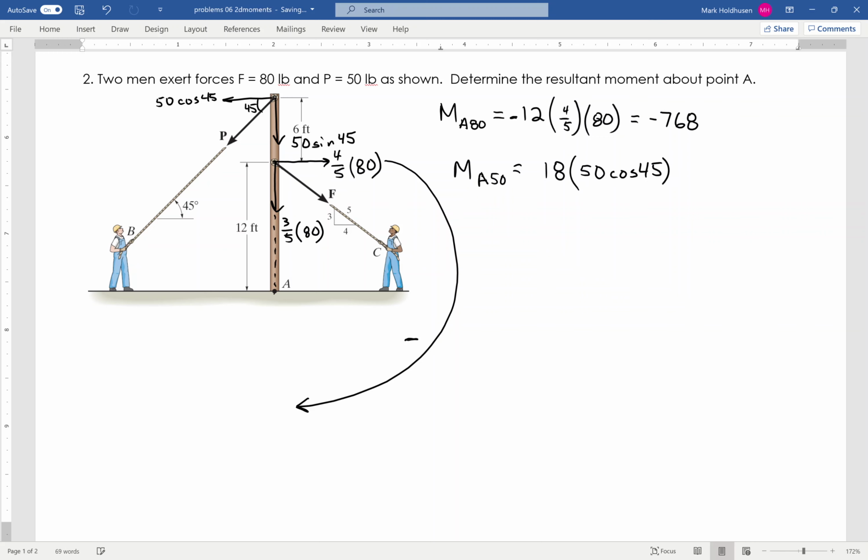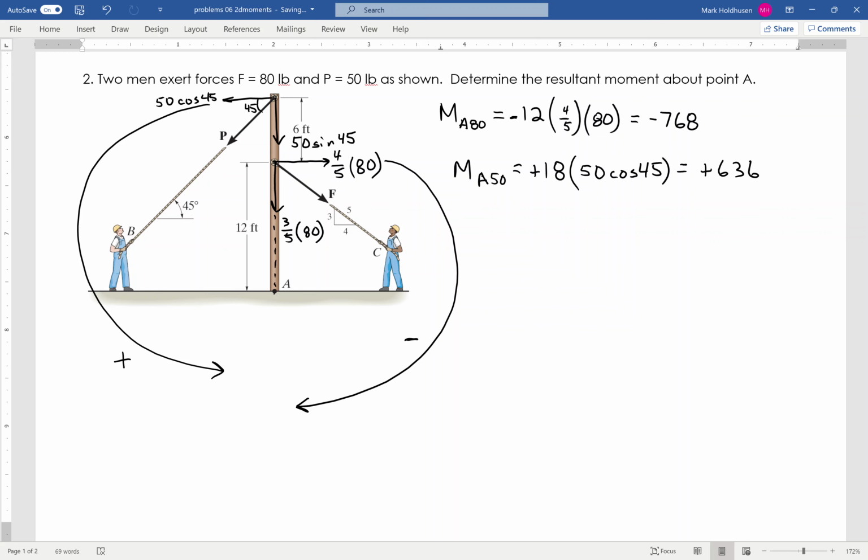So again, I'm taking a vertical distance times a horizontal force. The horizontal distance is 0 times that vertical force. That vertical force goes right through point A, so it has 0 moment arm, so it creates 0 moment. Okay, this is going in the opposite direction about point A. It's going counterclockwise. We call that positive. So that moment then becomes plus 636 when I do that vertical distance times the horizontal component of that force.